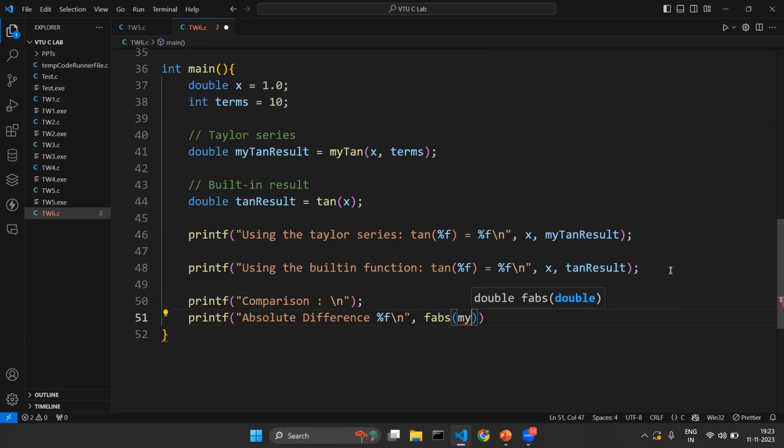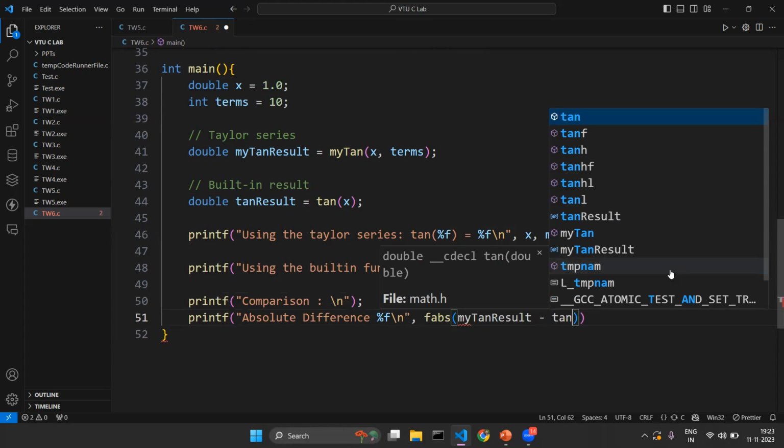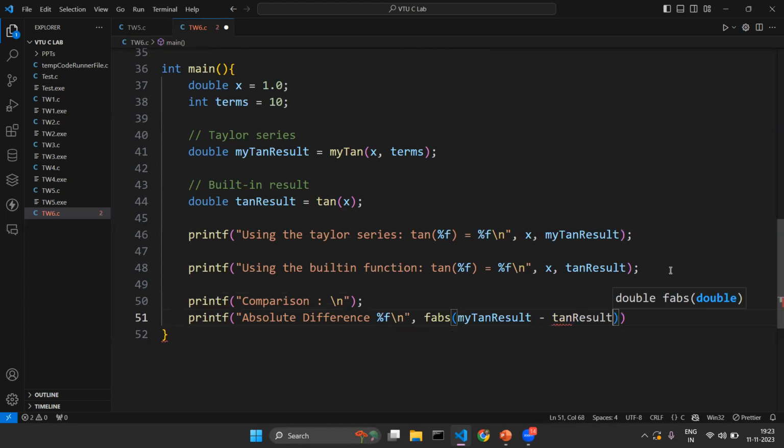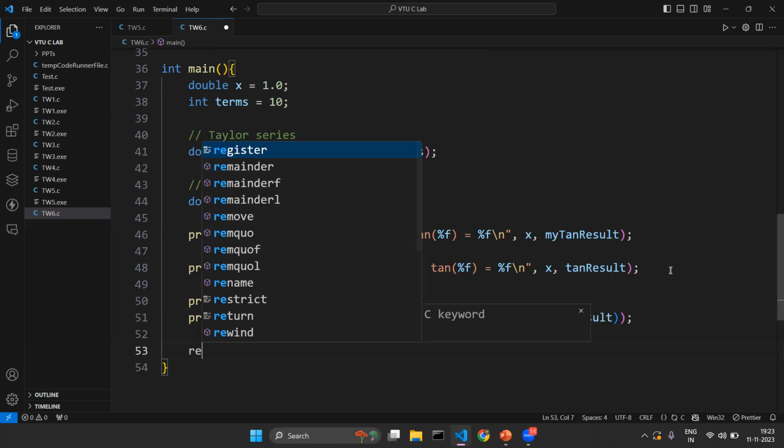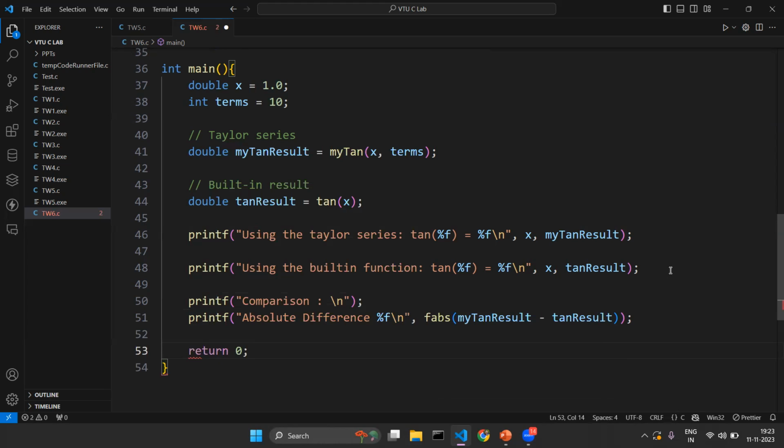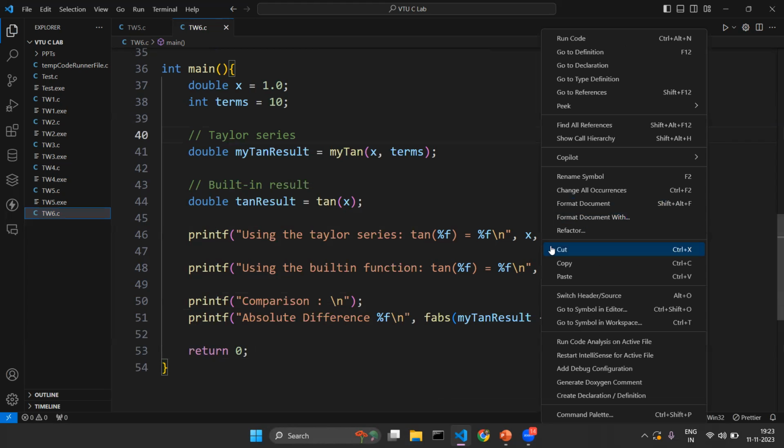My tan result minus tan result. I am subtracting my tan result, that is calculated using user defined functions, and tan result that is calculated using the inbuilt functions. I'm comparing and printing the difference of both results. So the program is done for now. Let's execute and see if any mistakes are there.